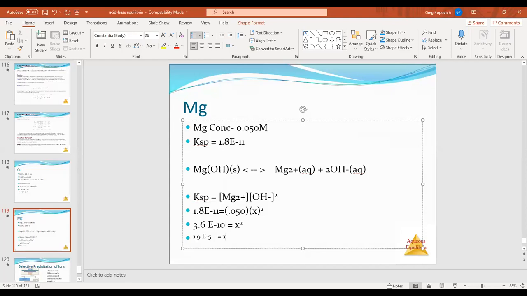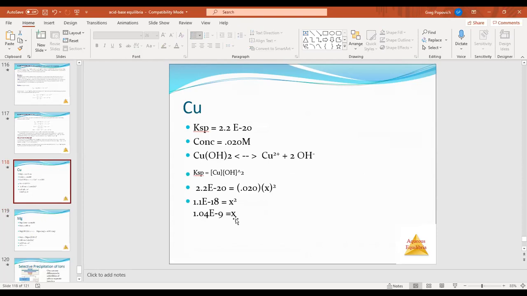So what this is saying is I would have to add enough OH, and that would be 1.9 times 10 to the minus fifth OH to precipitate out my magnesium, whereas it only took 1.04 times 10 to the minus fourth to precipitate out my copper.